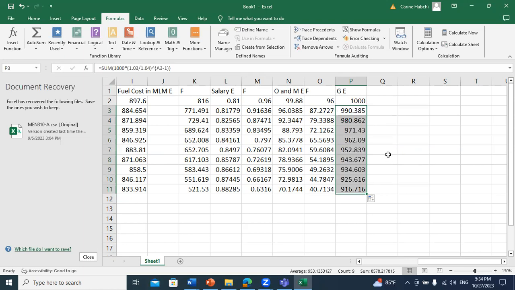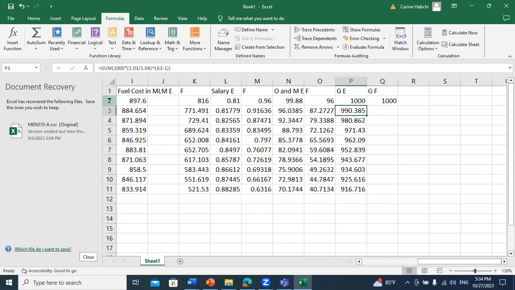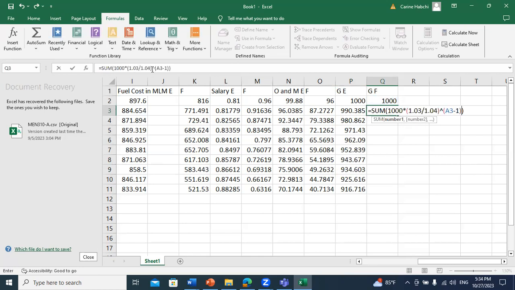Now we'll do the same for the financial value of gain. So gain financial, for the first year, it's also 1,000, but now what will change is just the discount rate. So we'll use the same formula, but instead of doing over 1.04, we'll do over 1.1. So here, we just replace 1.04 by 1.1.